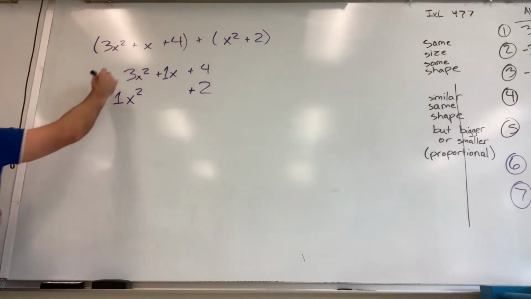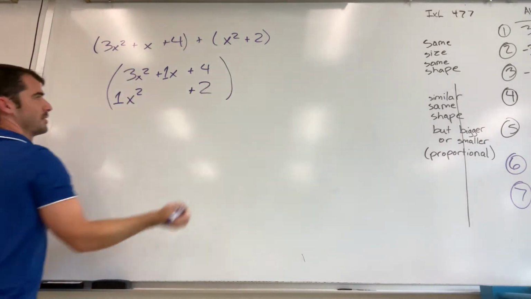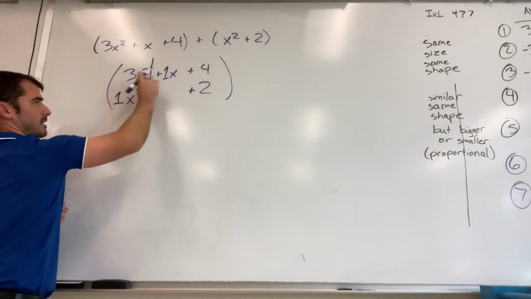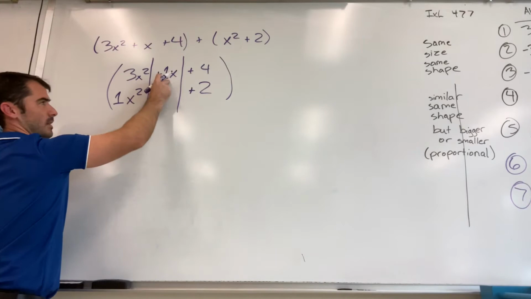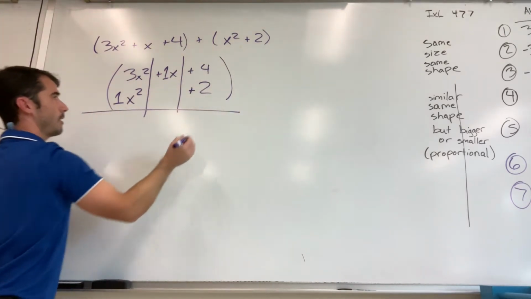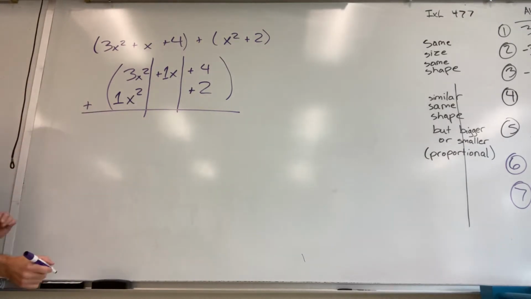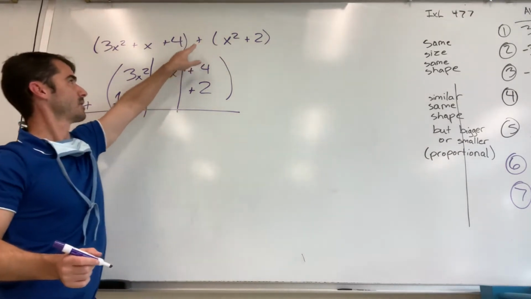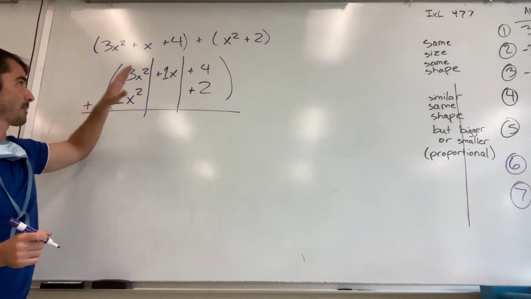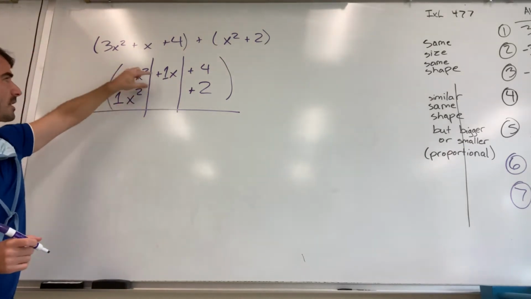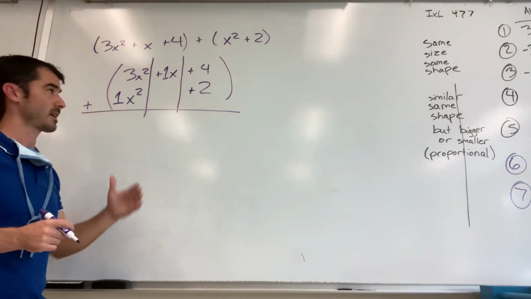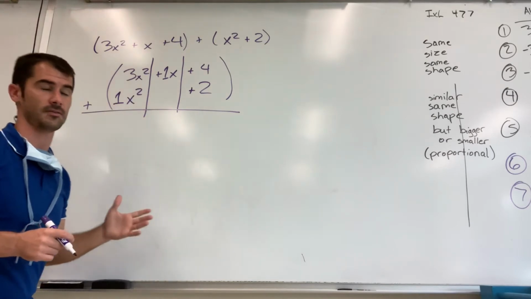So what I'm going to do is group this. I'm going to put parentheses around the whole thing and group things. My x squareds are together right there, my single x is here, and my regular numbers are here. And on the outside, I'm going to put my plus sign, because it's an addition problem. I have to treat everything on the inside, all these pluses, as positives. If it was a minus sign, I'd treat it as a negative.